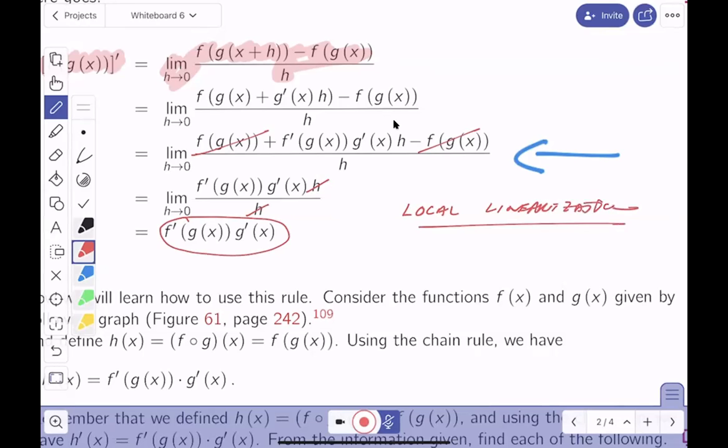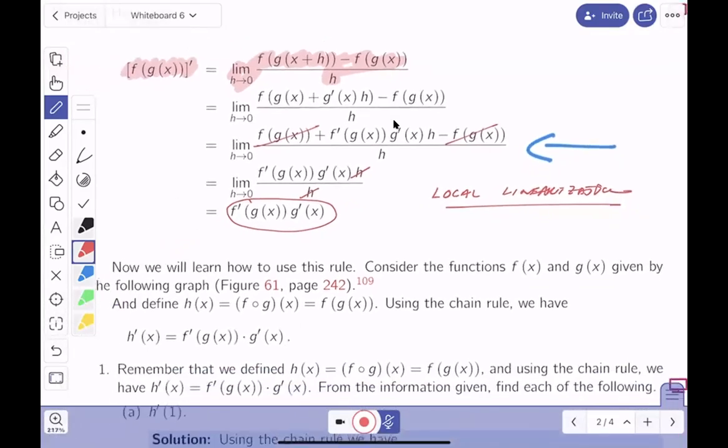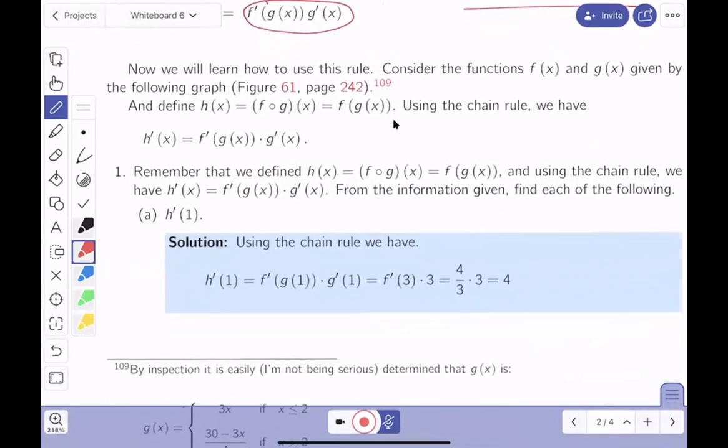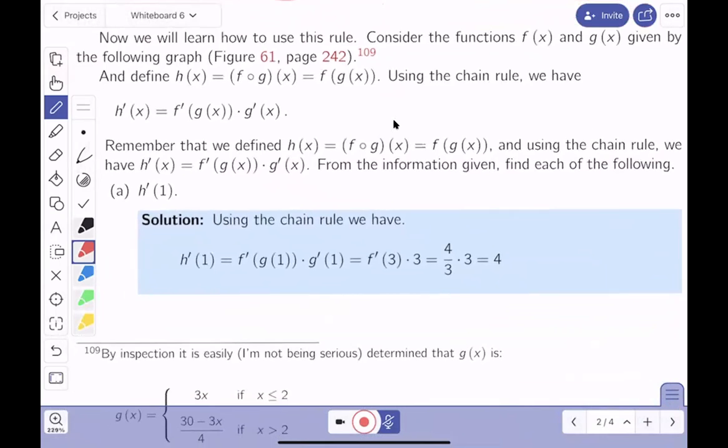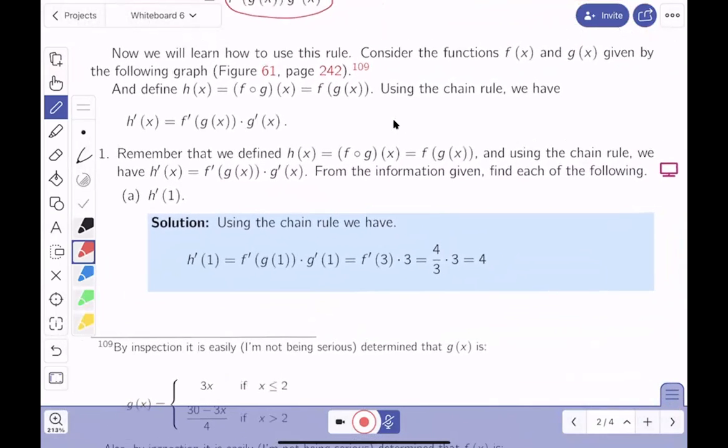Was it easy? No. I'll be honest with you though. Look at your textbook, see how they accomplish that. All right, so we're done. Now what we're going to do is we're going to try to visually understand what they're giving me over here.